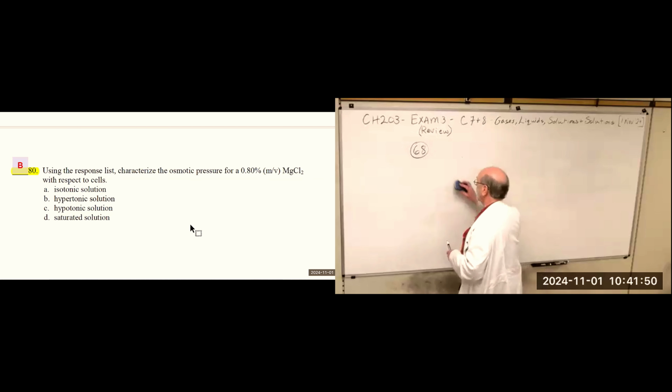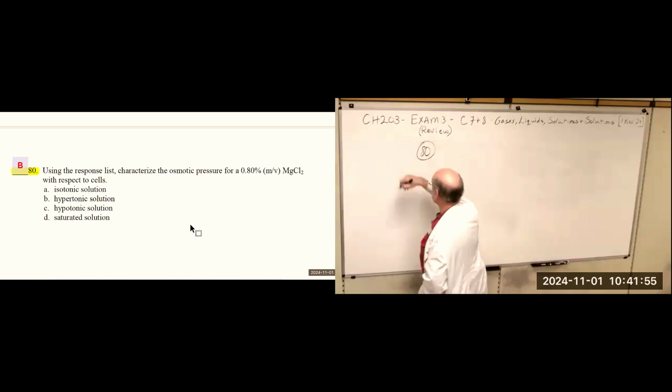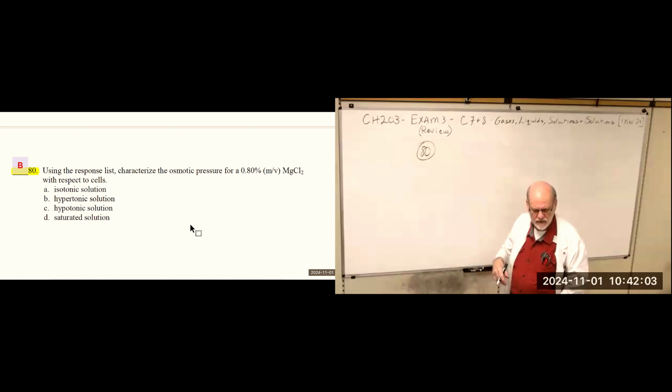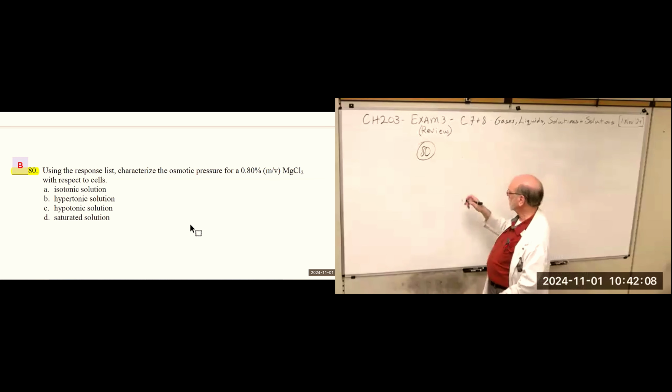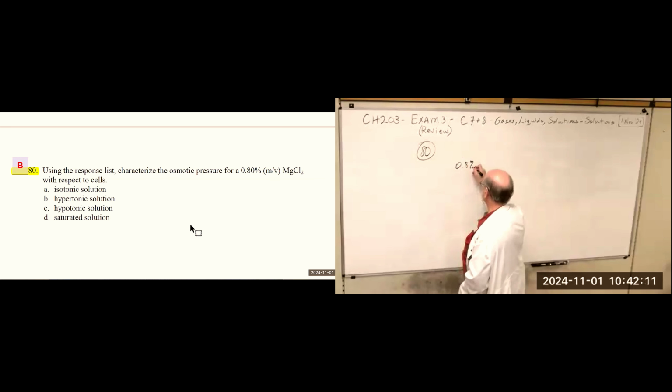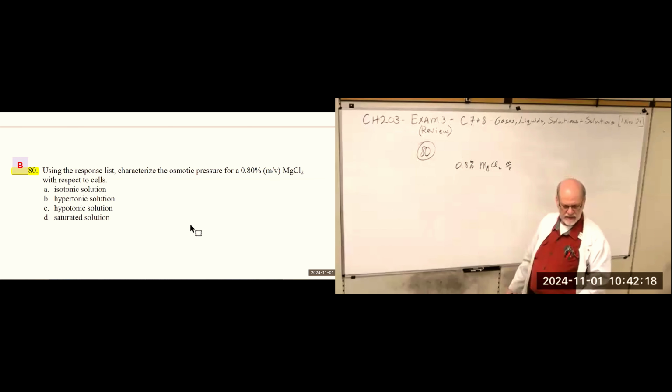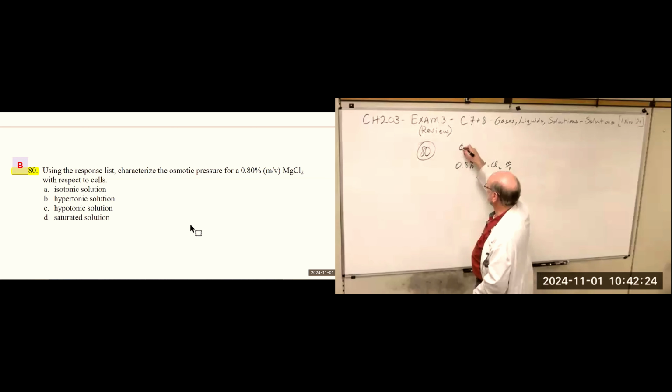80. I'll be getting close to the end. Using the response list, characterize the osmotic pressure for a 0.80 mass volume magnesium chloride. Okay, 0.8% magnesium chloride mass volume. Is that isotonic, hypertonic, or hypotonic? Well, our comparison is this one, percent sodium chloride.